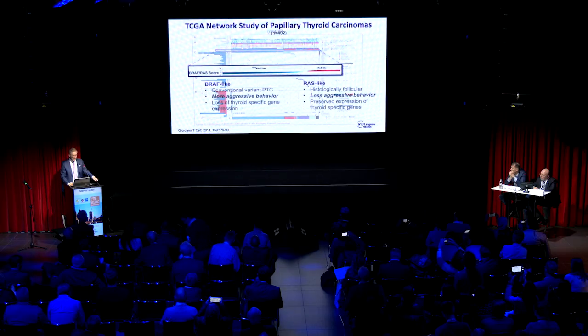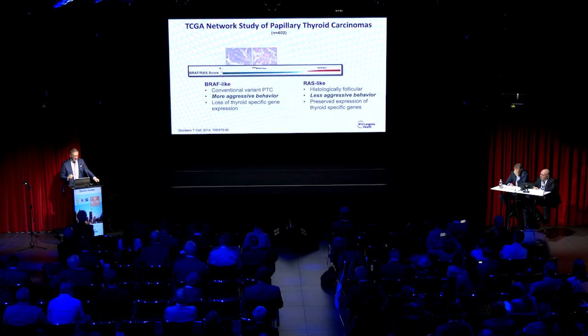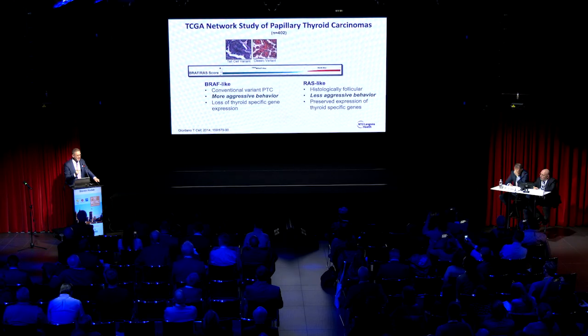So what does this mean? Well, tumors are generally more BRAF-like or more RAS-like. And what that means is that the BRAF-like tumors are more like conventional variant papillary cancers. They tend to behave clinically more aggressively. And if you look at them on a genetic level, they lose expression of the thyroid-specific genes like sodium iodide symporter, thyroglobulin, TPO, etc. These are the cancers that you're familiar with, like tall cell variant papillary cancer, conventional variant papillary cancer, and the RAS-like tumors are more histologically follicular, so they don't look like papillary cancer under the microscope.